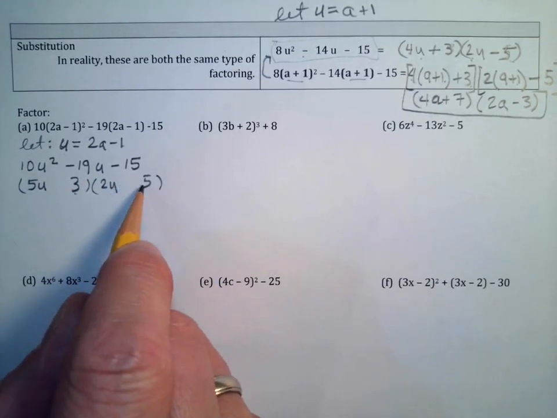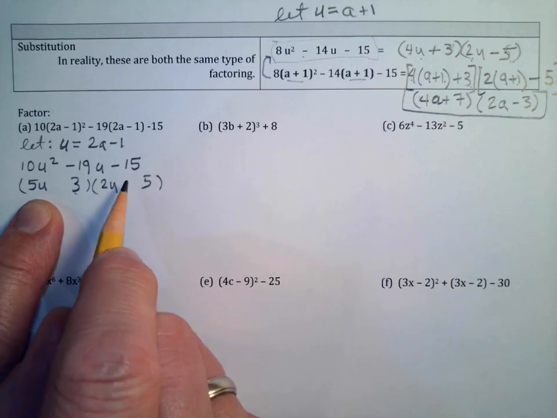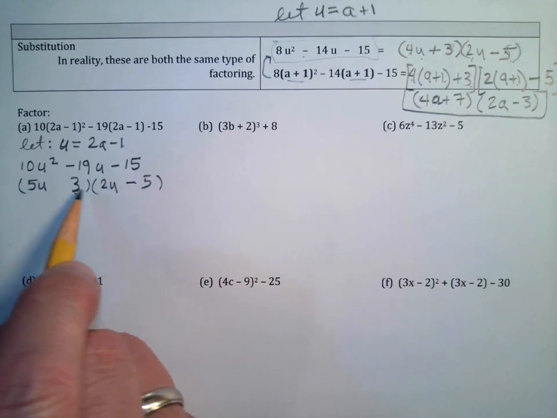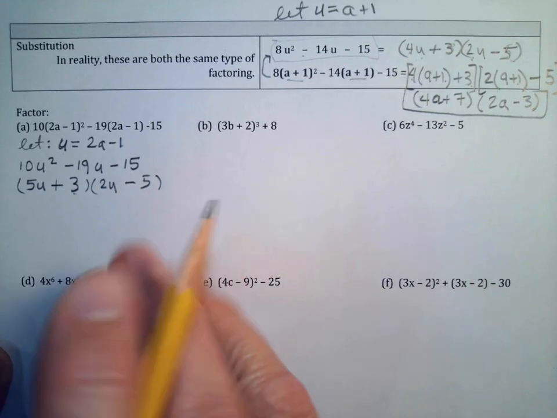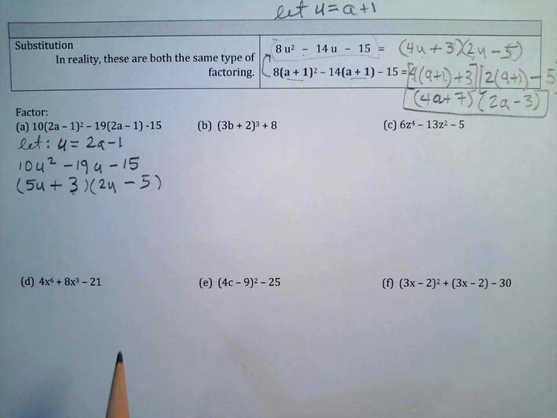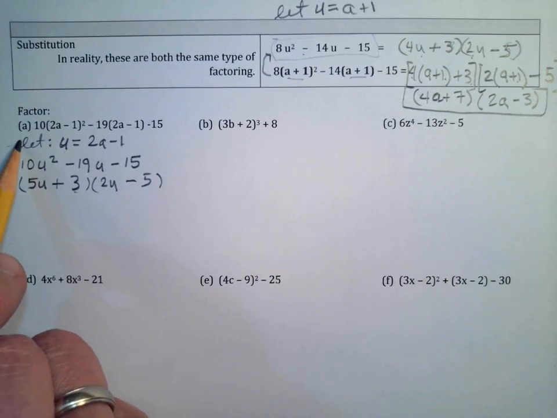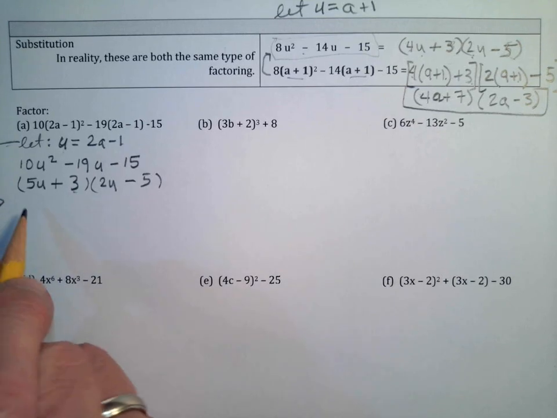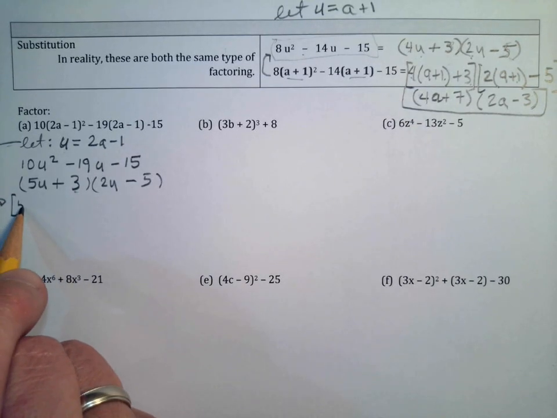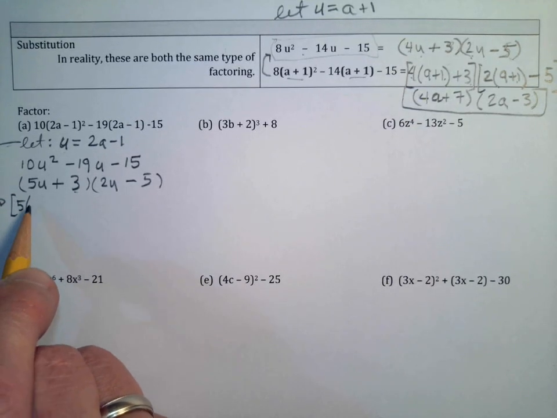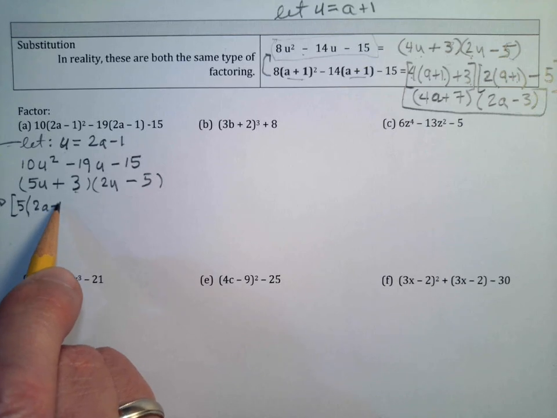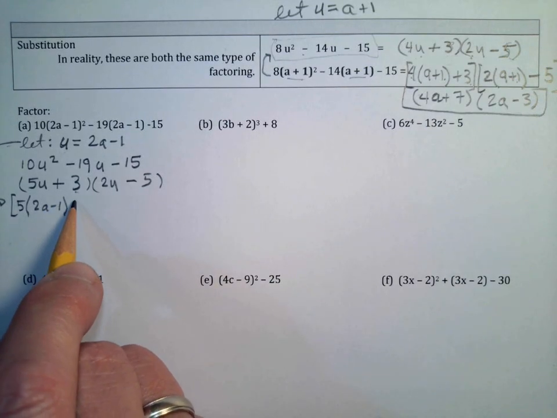So which one should be which? The 25 I want to be negative, and the 6 I want to be positive. So that will give us the center term of negative 19u. All right, so now let's undo that substitution. And so we get 5 and then u, which is 2a minus 1, plus 3.